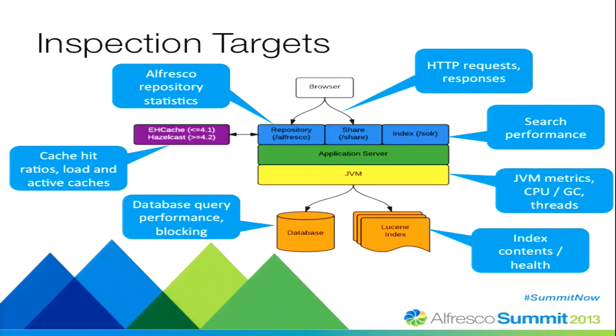On the SOLR tier, search performance. So SOLR collects some pretty good statistics about what's going on within the SOLR application itself that we can use to first understand what our current performance levels look like, and also possibly determine when we need to add additional search servers or make some changes to SOLR caches to achieve better performance. On the JVM layer, we've got things like JVM metrics, CPU, garbage collection, threads, memory, and all that's pretty basic JVM monitoring that you could get from any JMX application.